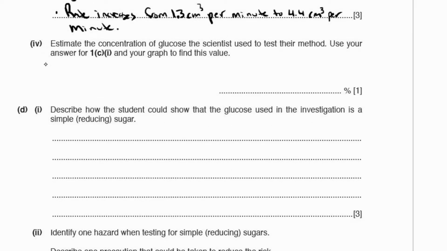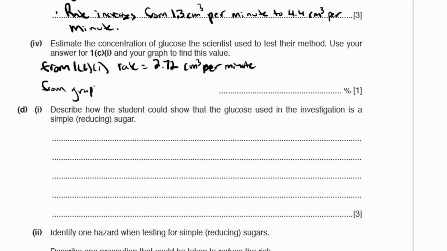So from 1C1, the rate equals 2.72 centimeters cubed per minute. All right, now we look at the graph. From the graph, what is the percent at 2.72 centimeters cubed per minute?